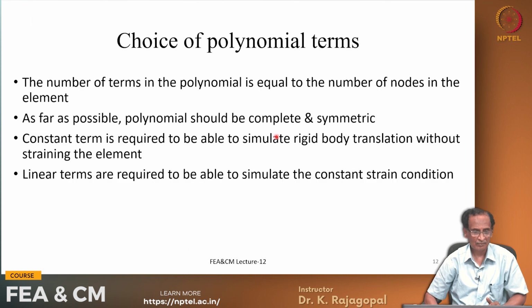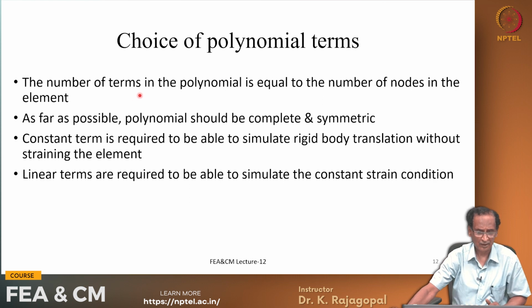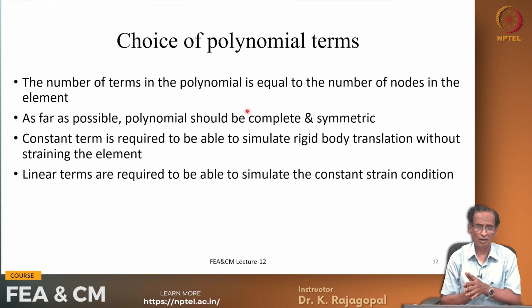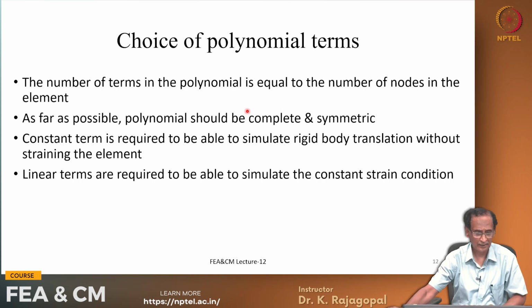Okay. And the choice of polynomial terms, so the number of terms in the polynomial should be equal to the number of nodes in the element, and as far as possible the polynomial should be complete and symmetric. Complete in the sense should include all the lower order terms before you start including higher order terms. Okay. And the constant term is required to be able to simulate rigid body translation without straining the element. Then the linear terms are required to be able to simulate the constant strain condition.